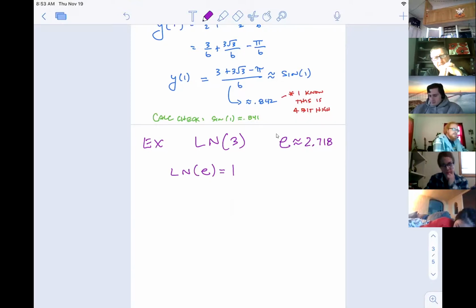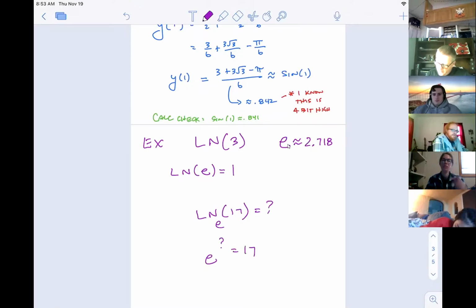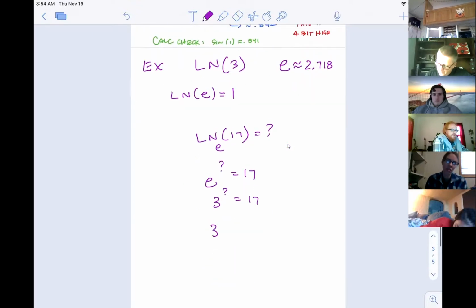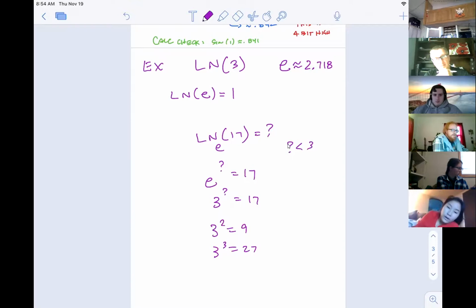Does that make sense? Just to close the loop a little bit, I made up 17 randomly, and I do know how to estimate this now. Remember, logarithm answers the question, since this is base e, e to what power is 17? And since e is about 3, then I could say 3 to what power is 17? Well, 3 squared is 9, and 3 cubed is 27. So if I kind of back all the way up, then this question mark here is between 2 and 3. I can estimate that now.